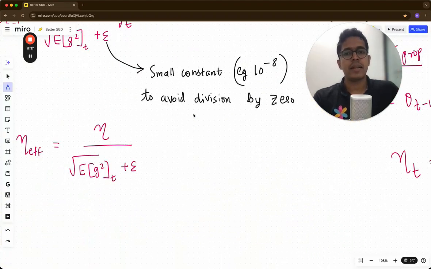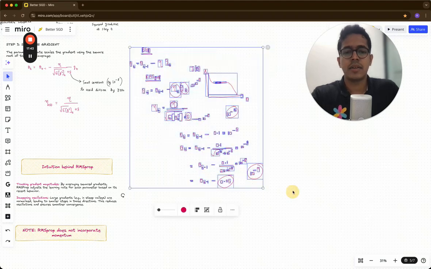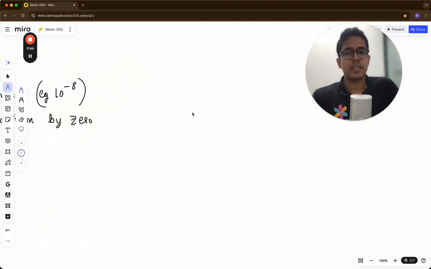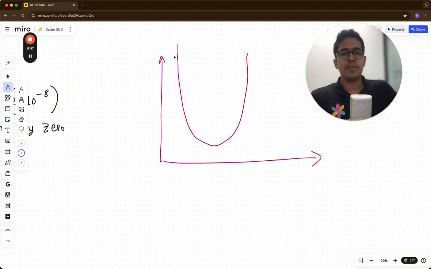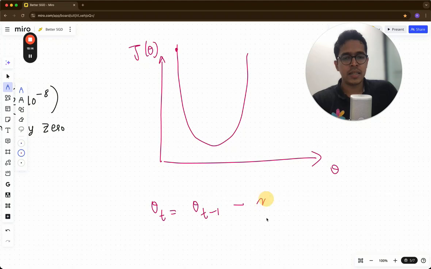Okay, one more example that I want to show you is the opposite case of this. So here, let me delete whatever I have written. Now look at the case. We discussed the case where the gradient is very small. What about the case where the gradient is huge, like something like this? Let's say this is J of theta and this is theta. If the gradient is very, very big and you start from here, you will change the value of theta by a lot. So here theta t equals theta t minus 1 minus eta times the gradient gt.